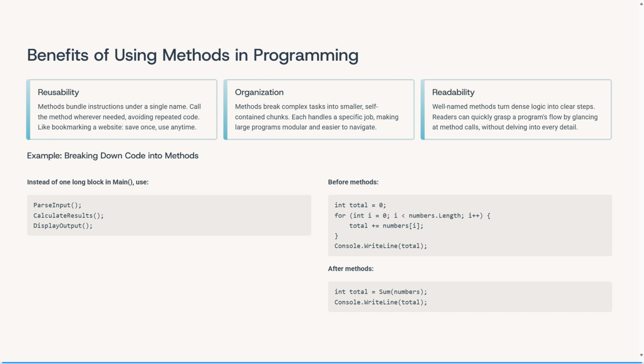1. Reusability. When you write a method, you bundle up a set of instructions under a single name. Instead of copying and pasting the same code over and over, you simply call the method wherever you need that functionality.